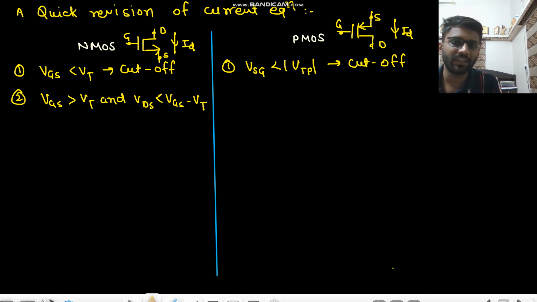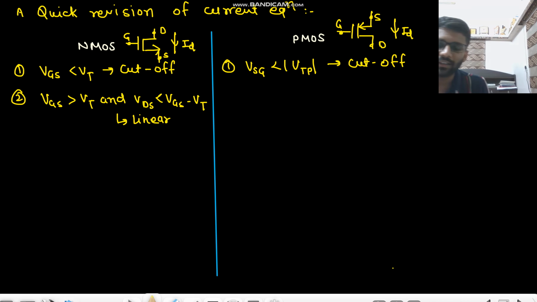When VGS is less than VT, it will be in cutoff. When we are going from NMOS to PMOS, what you need to do? Just replace S and G. When VSG is less than mod of VTP, then it will be in cutoff, because VTP is negative in PMOS, so we have to take mod of VTP. When VGS is greater than VT, it means the NMOS is on. But the other condition is that when VDS is less than VGS minus VT, it will be in linear region.